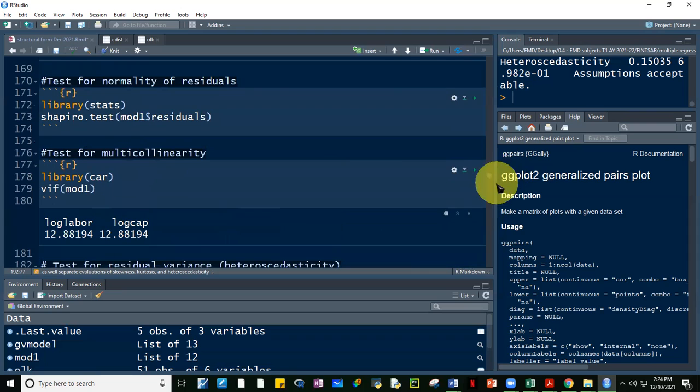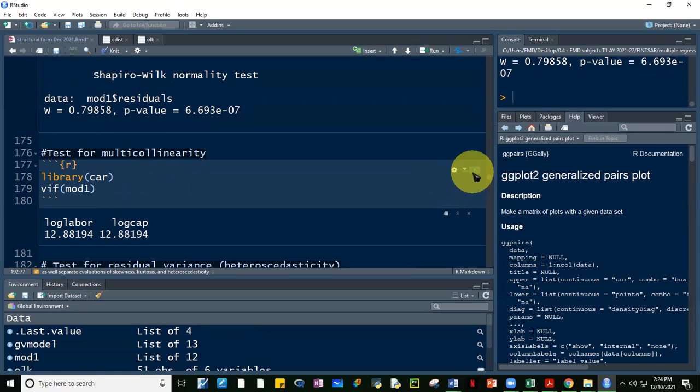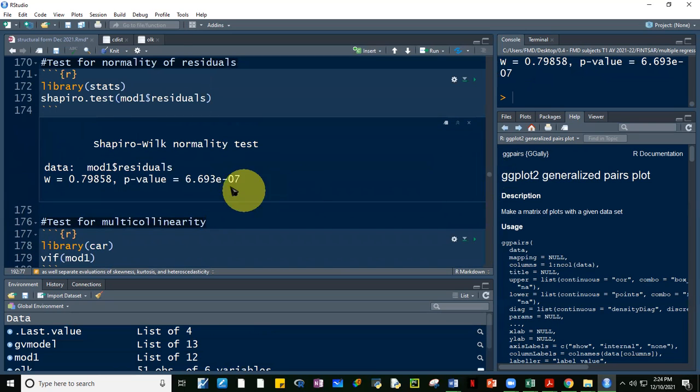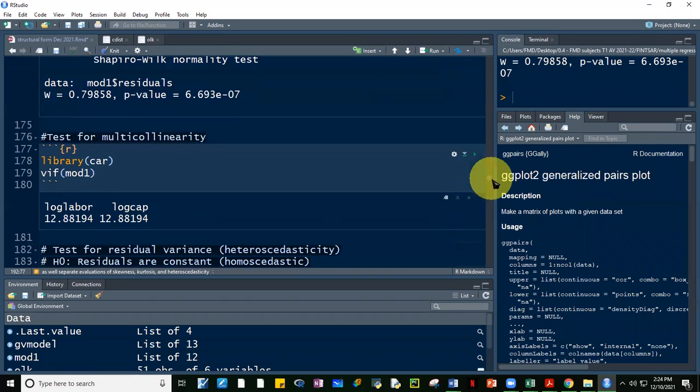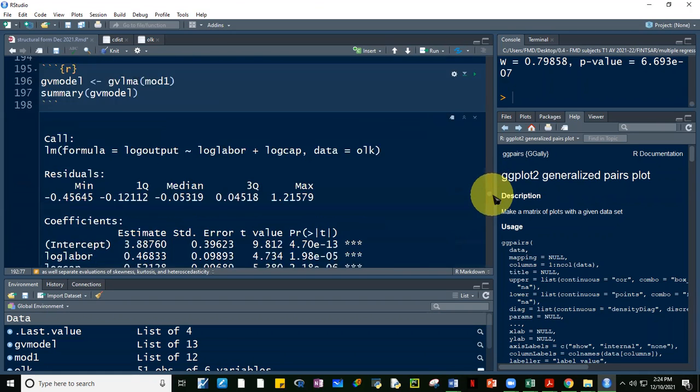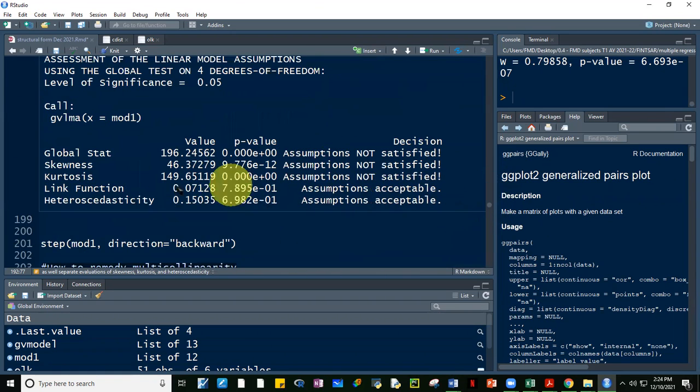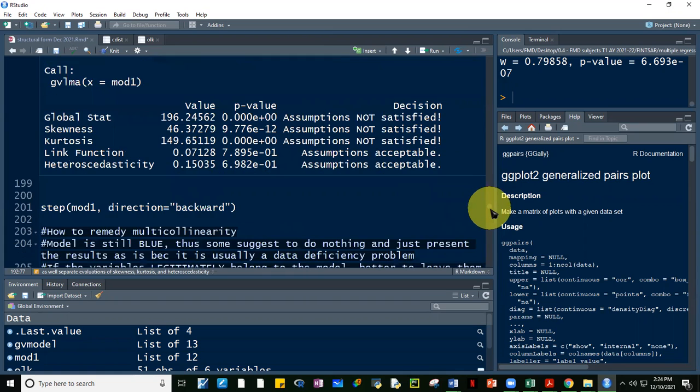And we were able to find out that it is indeed not normally distributed. Earlier, what was the result of the Shapiro test, guys? Are the residuals normally distributed? The p-value is less than 0.05. The null hypothesis is that the distribution of the residuals is normal, so we reject. So it turns out the distribution of the residuals is not normally distributed. Also in this GVLMA test, it's not normally distributed. Skewness and kurtosis not satisfied.